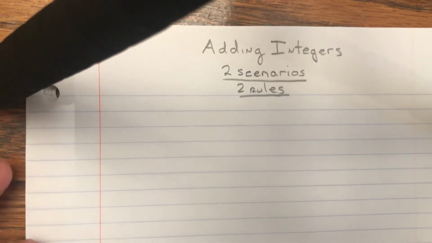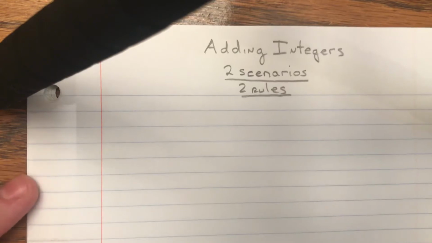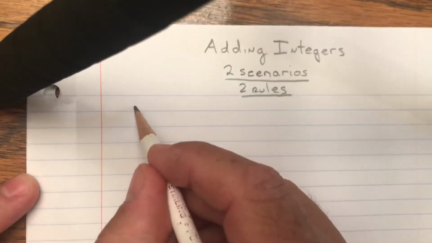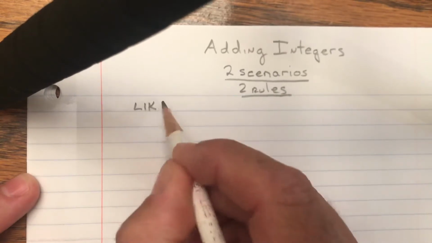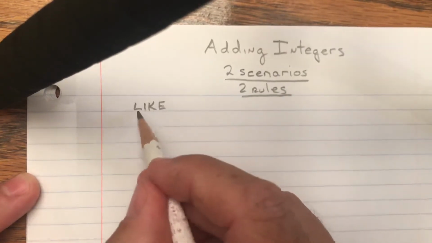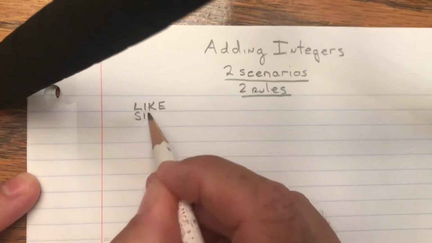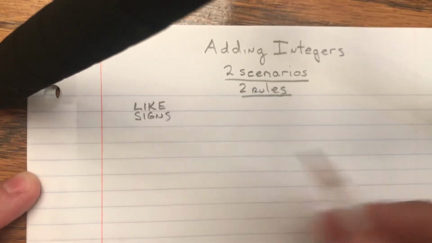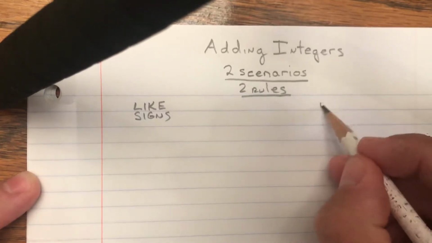Today we're going to talk about adding integers. When you are adding integers, there are two scenarios, and each of those scenarios has its own rule. Okay? The two scenarios are if the integers that you're adding have like signs or unlike signs.